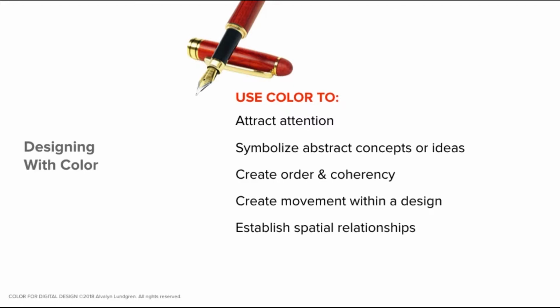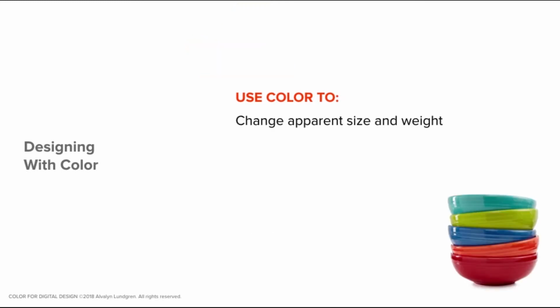We establish spatial relationships. Brighter colors will advance, warmer colors will advance. Dark colors advance from a light background, light colors advance from a dark background. So we can flatten space or create a sense of deep layered space just by virtue of color. Objects that are lighter in color will appear larger than darker objects.